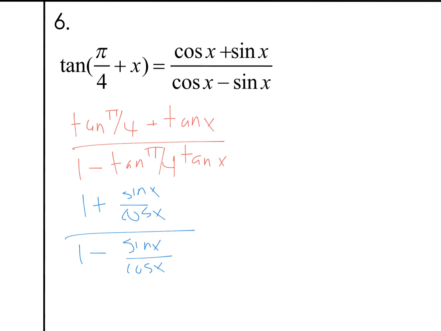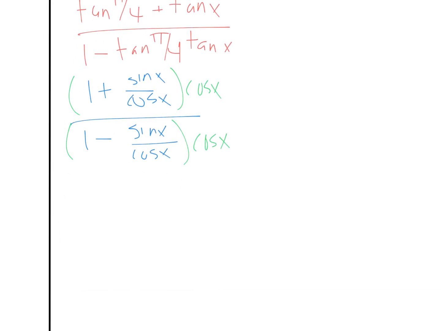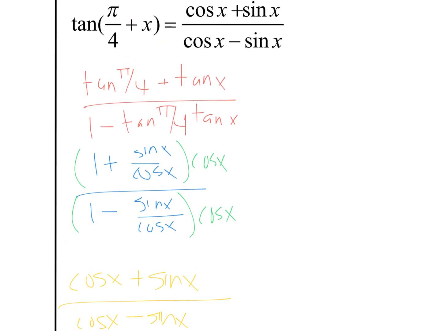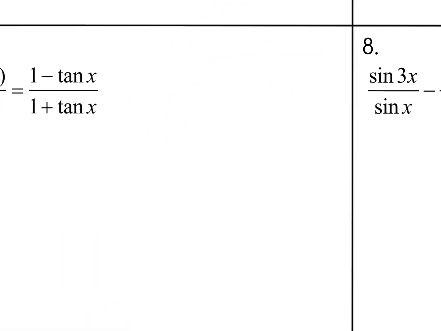I don't like these cosines in the denominator, so I'm going to multiply by cosine and by cosine. Let us go ahead and distribute. So that's going to be the cosine plus, the cosines will go away, so sine, over the cosine, the cosines will go away, minus the sine. Is that where we wanted to get to? Please. Yes, we did it.